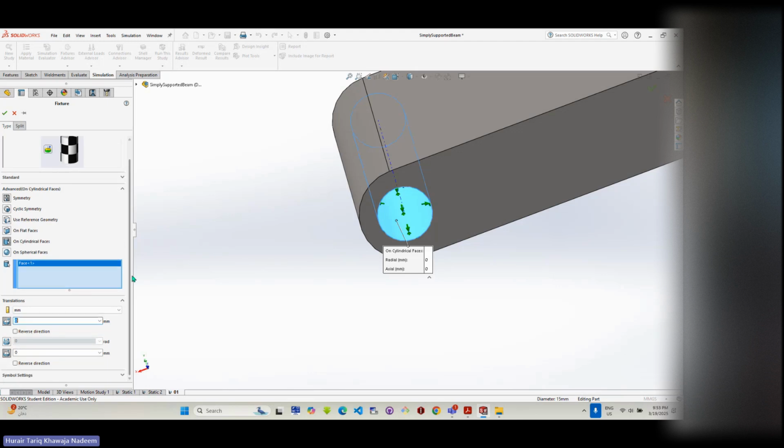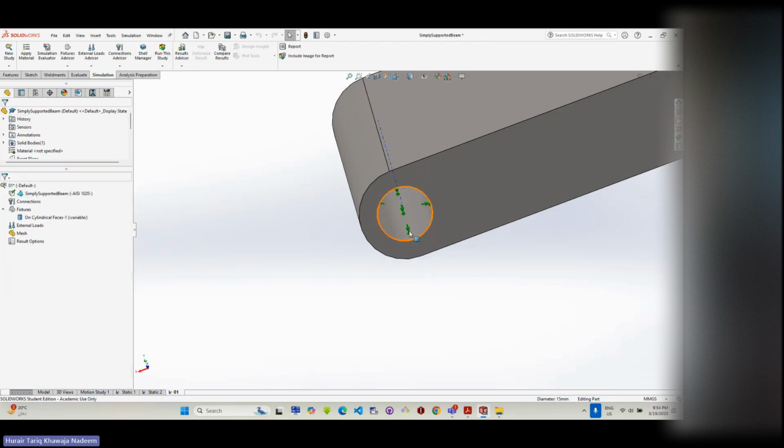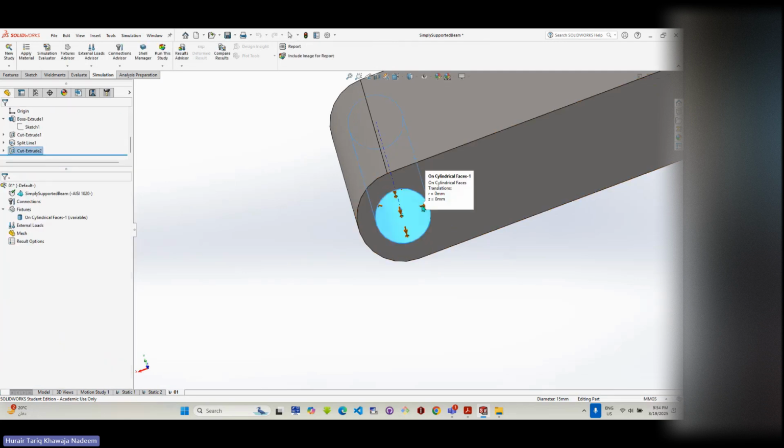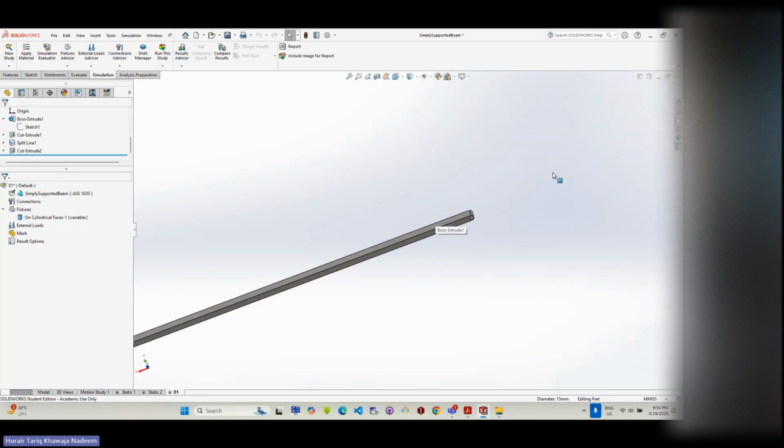So we come over here, and that's it. This is actually color setting. You can change the colors if you want anyway. You click OK and done. So now it cannot move in radial direction, and it cannot move in axial direction. I'm going to apply the same thing on the other side.